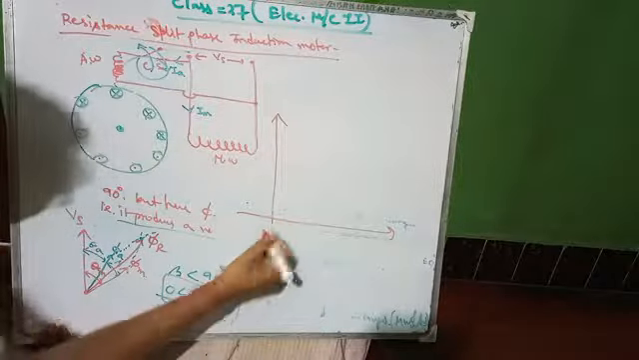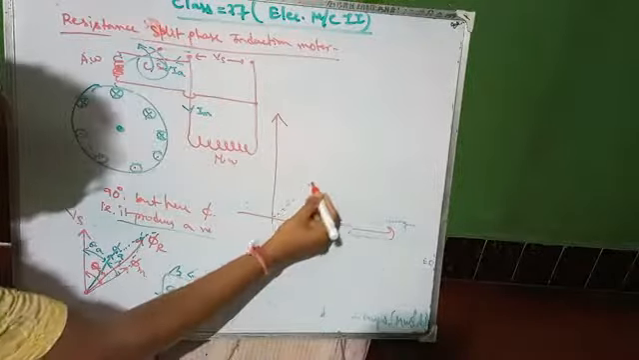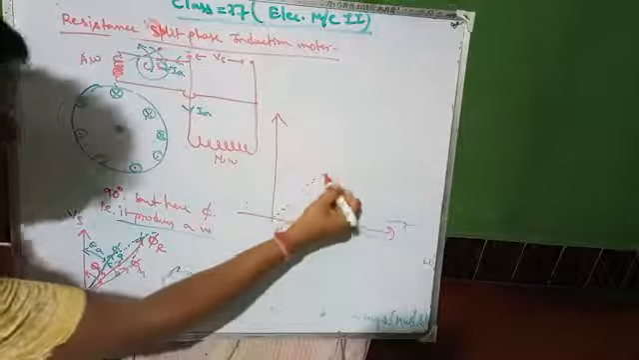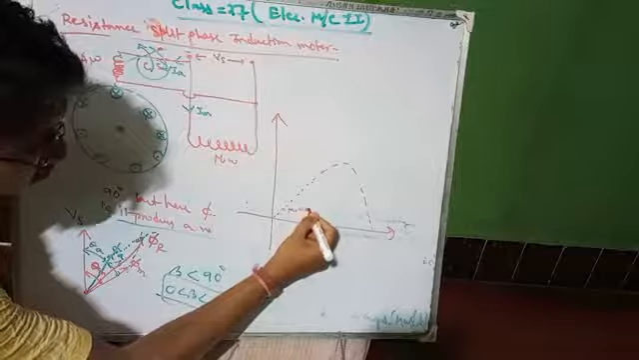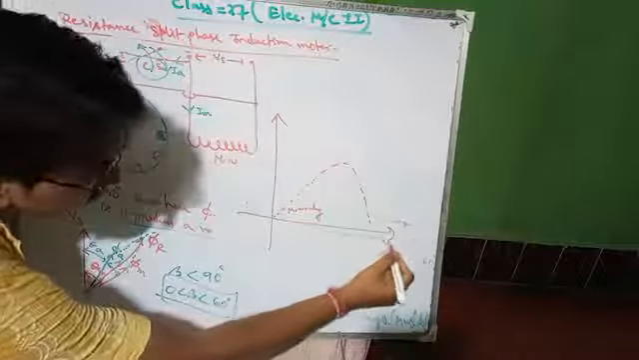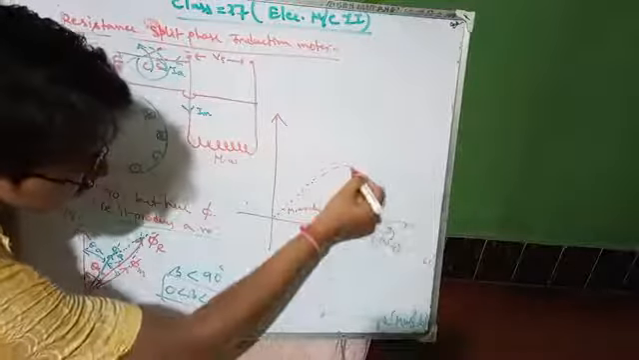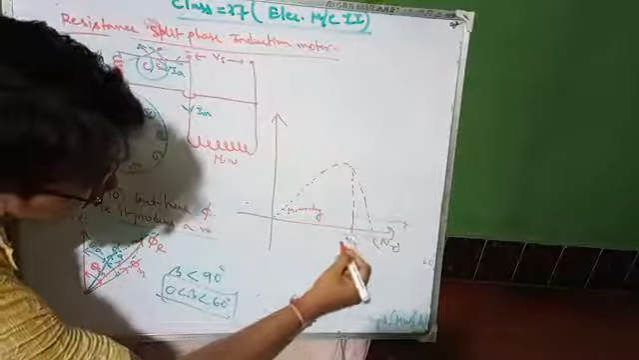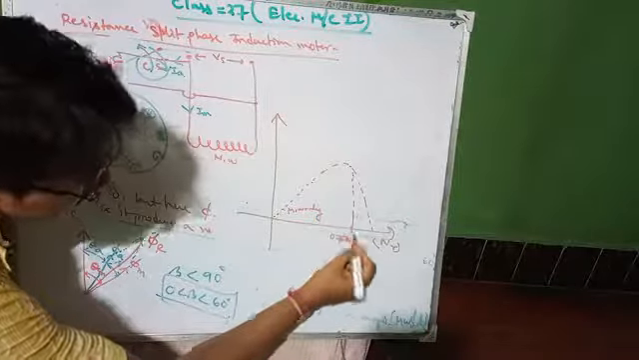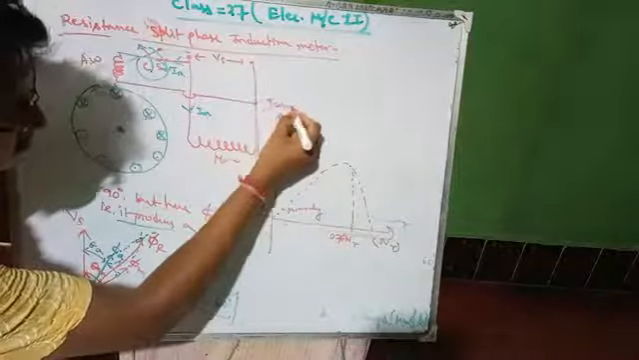So when MW only, the characteristics will look like this, and this is your rotor speed. Suppose this is the 75%, 0.75 Nr. So this is your torque speed characteristics.